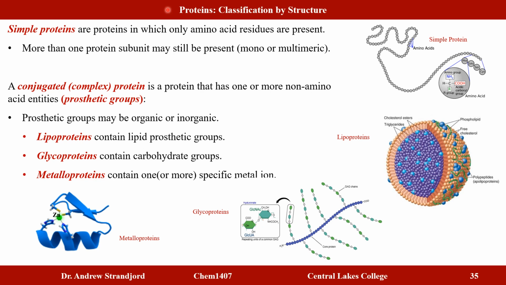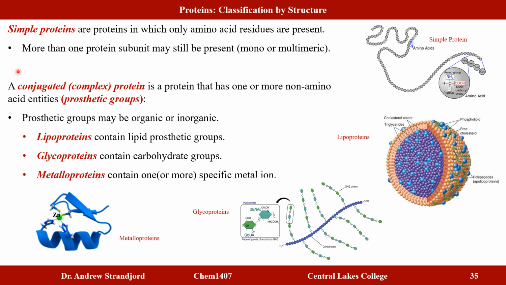One methodology that scientists use to classify proteins is based on the structure of the protein. If my protein contains only amino acid residues, we call that a simple protein. That protein can either be monomeric or multimeric. This is an example of a simple protein. It's just a long continuous chain of amino acid residues.